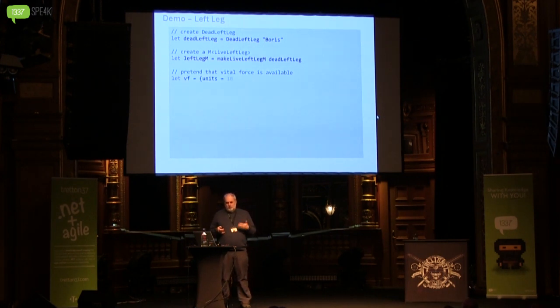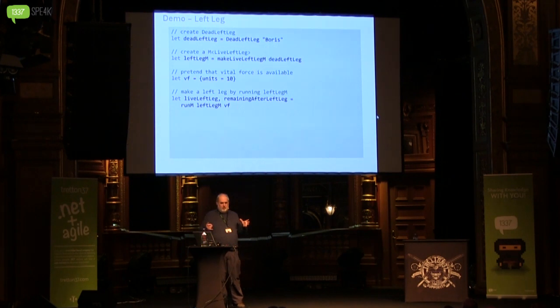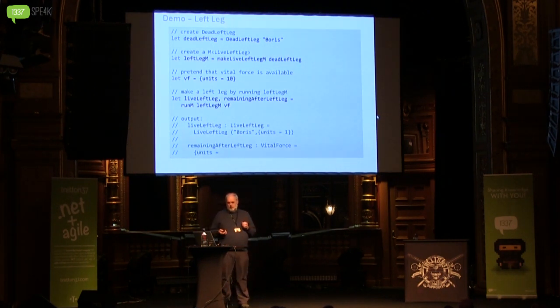And then when there is vital force available, let's say we have 10 units of vital force available, then we can actually run it like this, run M, with the M thing and the vital force, and the output is a live leg, which has 1 unit of force in it, and the remaining force is now 9 units left. We used up 1 unit to make it. So again, don't worry too much about the code, it's just to show you that the concepts may be complicated, but the actual amount of code is just a couple of lines. It's really not a lot of code to write.